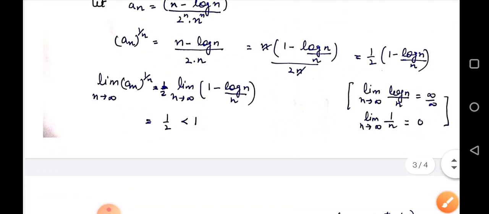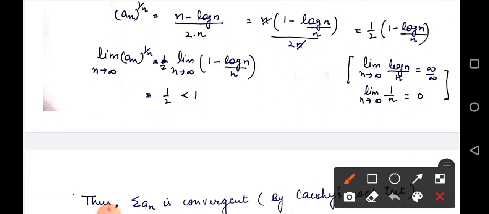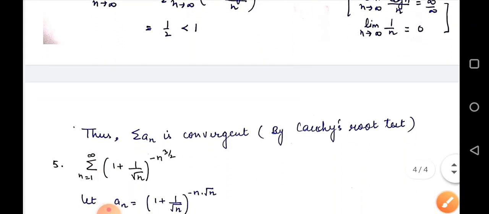By L'Hospital rule, derivative of logarithm of n is 1 by n और derivative of n is 1. So आपके पास क्या आ गया? This is n approaches infinity, so we get 0. So here it is 0. So 1 minus 0 is 1. 1 multiplied by half is half. So which is less than 1. So therefore series convergent by Cauchy root test.